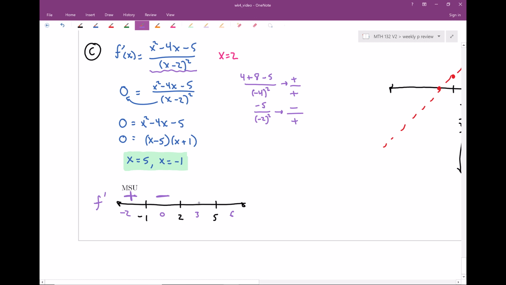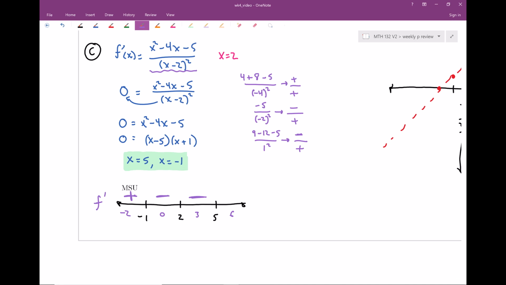Now see what happens at 3. If I go ahead and plug in 3 here, I'm going to have 9 minus 12 minus 5. And then 3 minus 2, that's going to be 1, and I'm squaring it. So in the numerator here, 9 minus 12 minus 5, that's going to be negative for sure. And then in the denominator, I have positive. So again, I have negative divided by positive, and you can see that this actually stays negative. Now again, that may not always happen, so you do actually have to consider it at 2, even though in this case it didn't change.